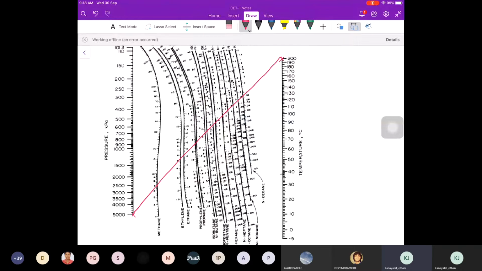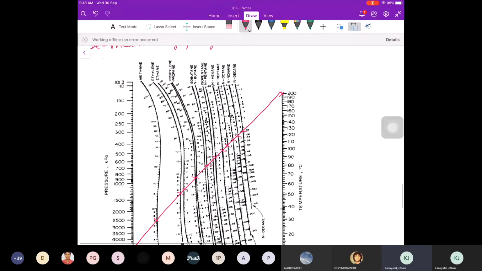Okay, so if I connect these two points, 5000 kPa and 200 degrees centigrade, it will intersect at these points for various components, and that is the value of K for each of those components. Is this clear to you? Yes, sir.